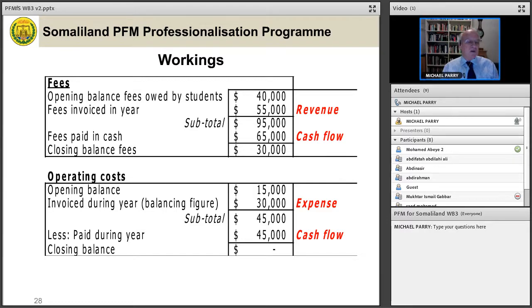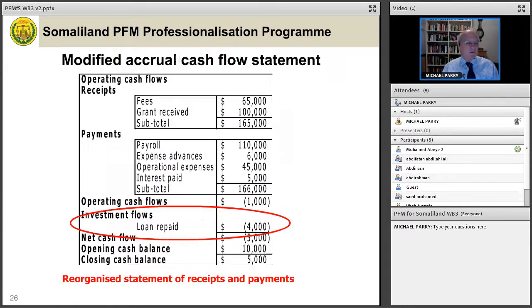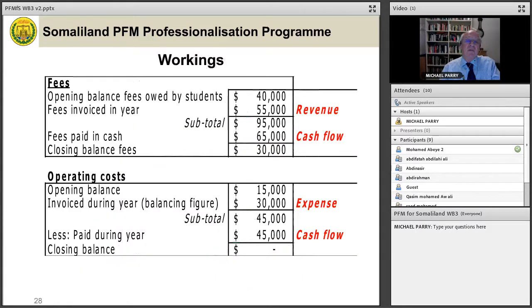So just to go backwards, you will see that in the operating statement, we show fees as $55,000. In the cash flow statement, we show the cash received of $65,000. Because one is the figure for revenue and one is the figure for cash flow.